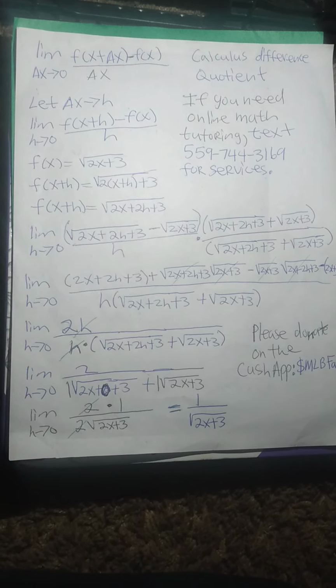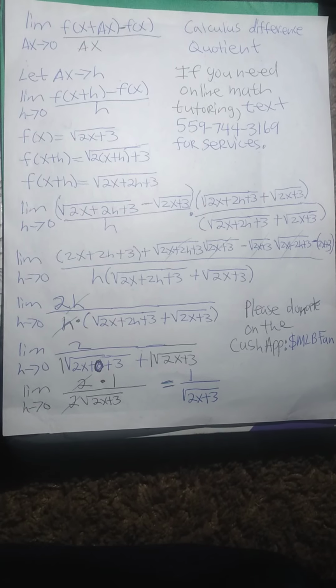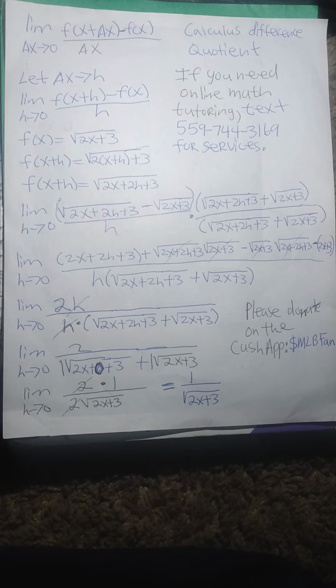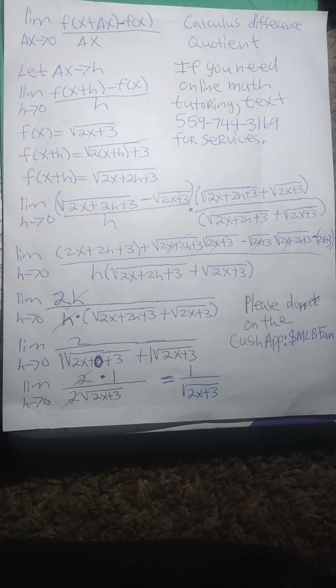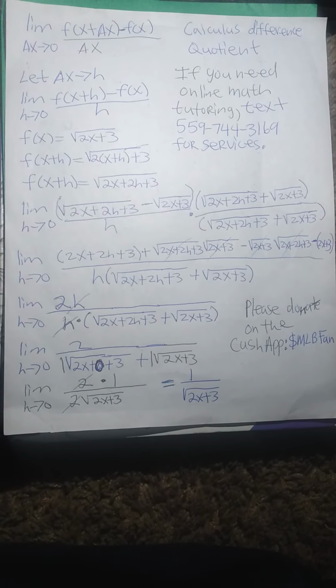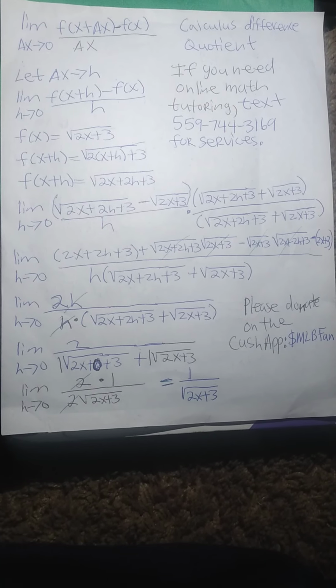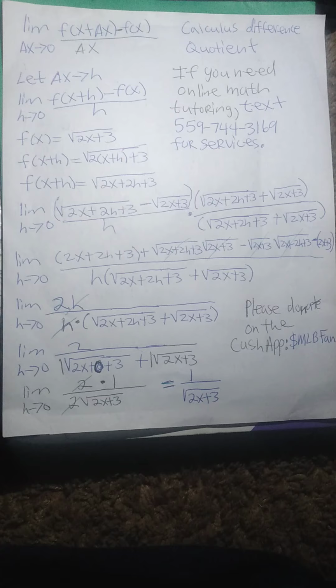So f of x plus h will equal the square root of 2 times x plus h plus 3. Now we need to distribute, so f of x plus h will equal the square root of 2x plus 2h, and then add 3 to it underneath the square root.